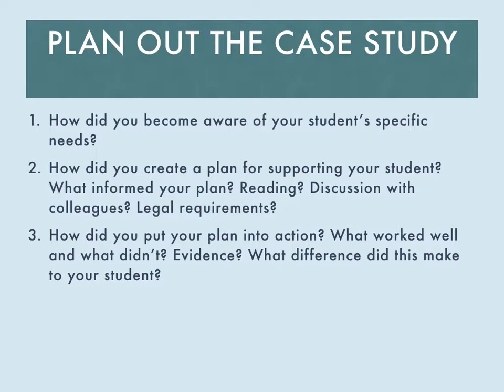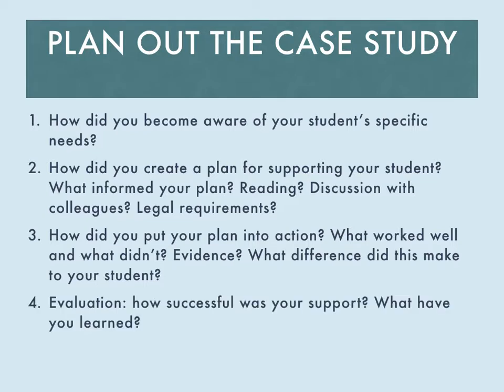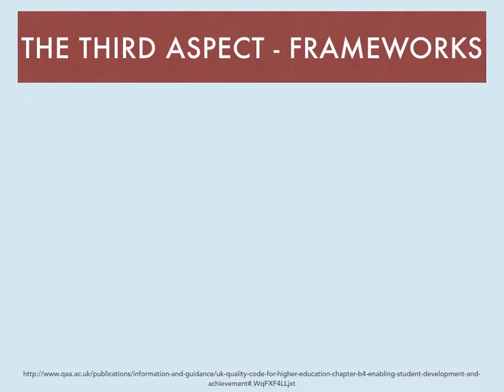What worked well? What didn't work? What evidence do you have for this? What difference did this make to the student? Did you talk to the student? And then your evaluation. How successful was your support? What have you learned from this? What might change for you in terms of student support from doing this? And remember to keep your students anonymous in your write-up.